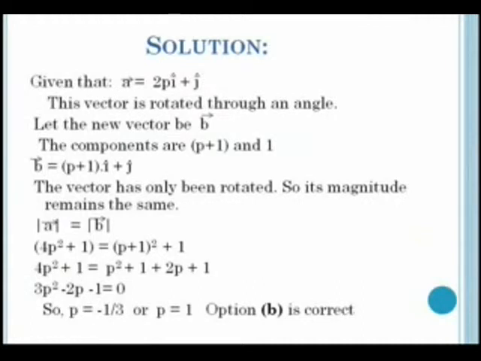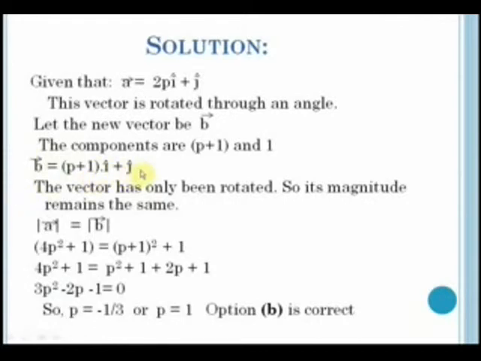We have been given that the components of vector A along the rectangular Cartesian system are 2p and 1. Therefore we can write vector A as equal to 2p times i cap plus j cap. Now this vector has been rotated through a certain angle. Let us say that a new vector is formed which is equal to b. Also given that the components of this new vector are p plus 1 and 1. Therefore we can write vector b as equal to p plus 1 times i cap plus j cap.